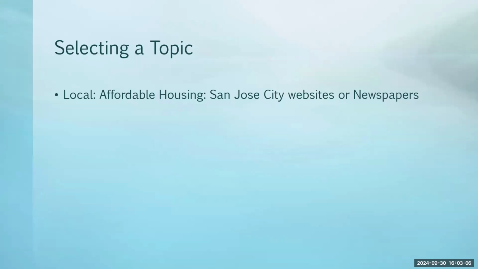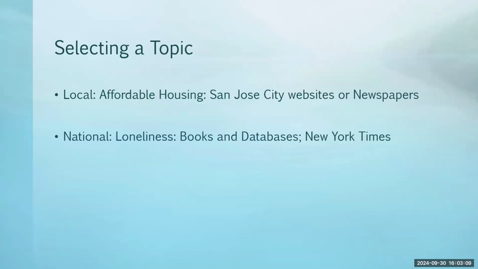However, for larger topics, if you want to go nationally, you can choose a topic like, for example, loneliness. We have books and we have databases you can use. You can also look at the New York Times, and you can also go globally. A good global issue might be something like religious freedom.